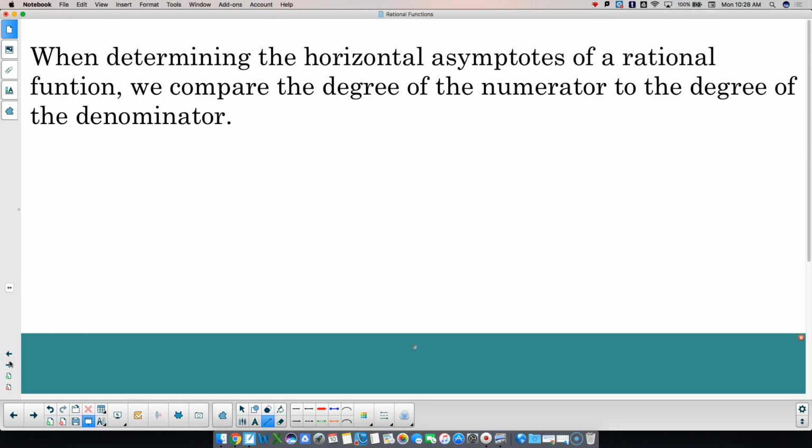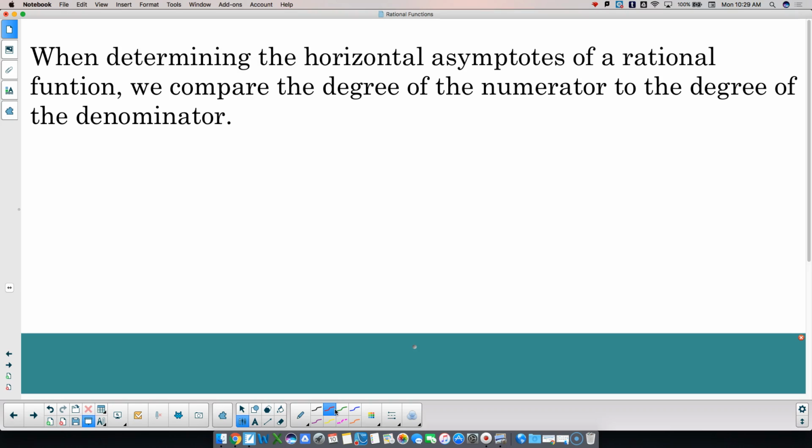All right. Brand new day. And we get to talk about a brand new topic for most of you. Okay? So, when determining the horizontal asymptotes, where do I determine horizontal asymptotes? Which step? Step 2. Step 2 is my horizontal asymptote step. So in step 2, we compare the degree of the numerator to the degree of the denominator. Yes? Okay. What are my 3 options?